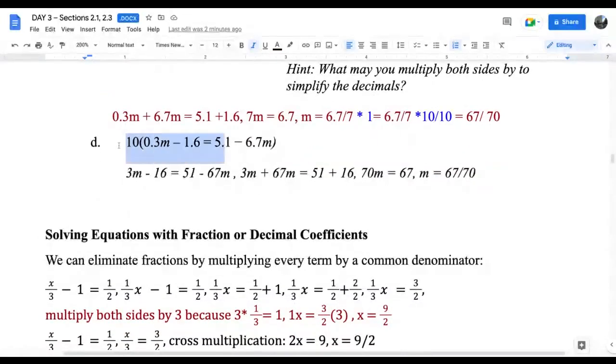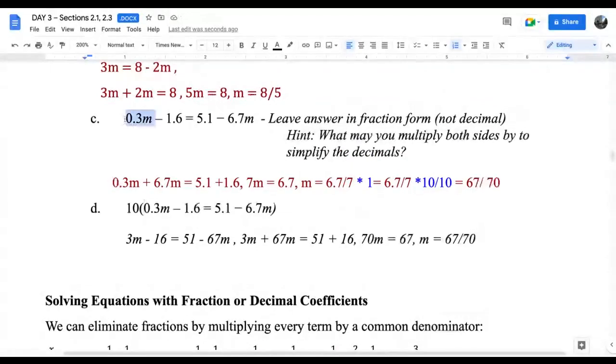Let's see the next one. Next one is another method. Same question, right? You see the same 0.3m minus 1.6 equals 5.1 minus 6.7m. So basically, this is the second method. The second method is saying, let's multiply everyone by 10. So we have two terms on the left-hand side. We have two terms on the right-hand side. Let's multiply 4 terms by 10.